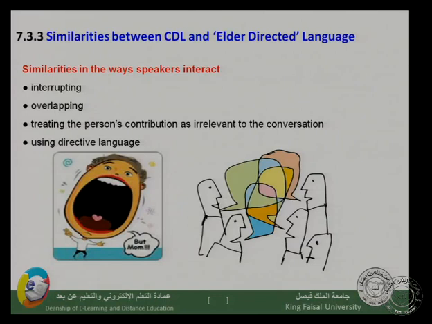Those images show how children can interrupt the speech of adults or of their parents. And the other image shows how speech in conversation can overlap with one another.